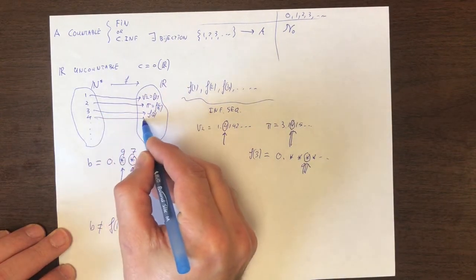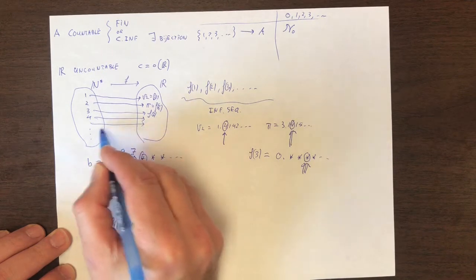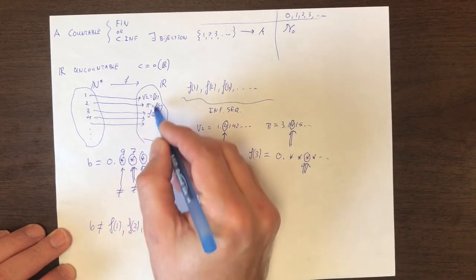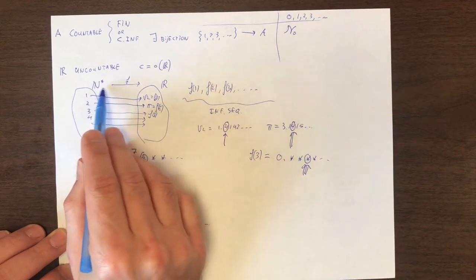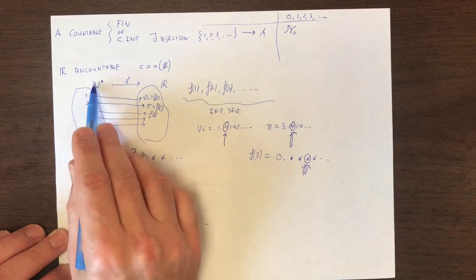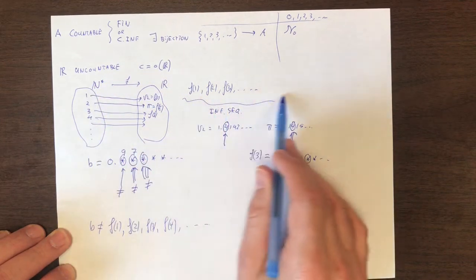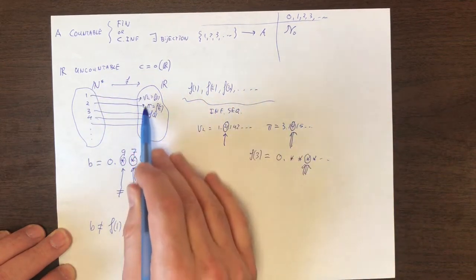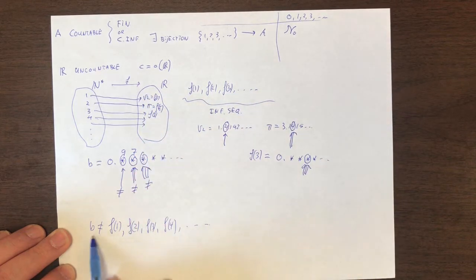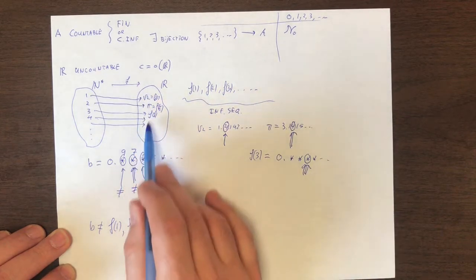So if I apply f to all the positive integers, then I get this entire sequence. So I get an entire sequence of numbers in here, and I have a new number that's not one of those.